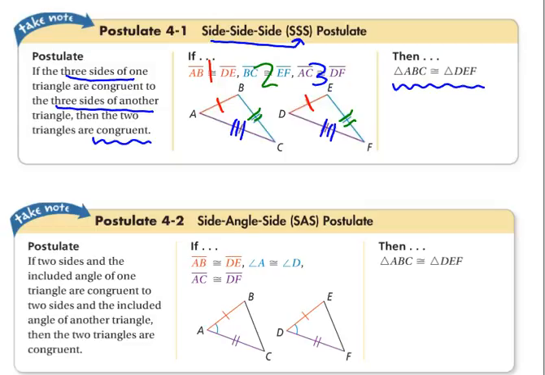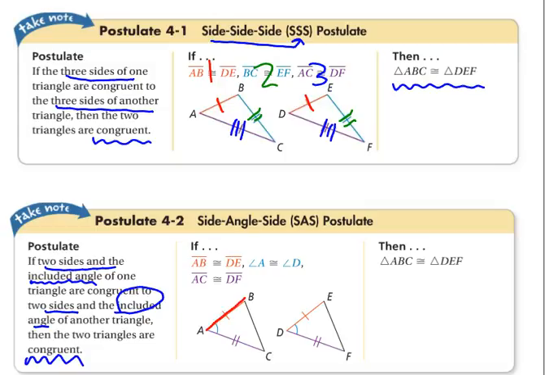And then the other one is side, angle, side. Again, this one's pretty straightforward, but there's one catch. And that catch is if 2 sides and the included angle, circle that, remember it has to be the included angle of one triangle are congruent to the 2 sides and the included angle of a different triangle, then those triangles are congruent. So let's break this one apart a little bit.